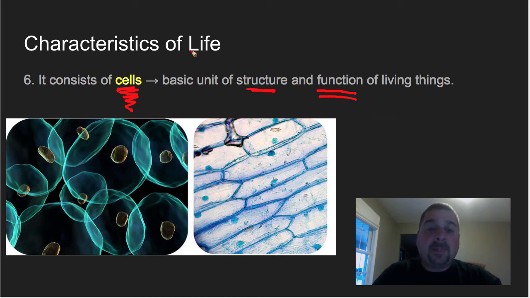Now remember, to be living, you have to have all 6 of these characteristics. Something like a fire may respond to the environment, but it's not made up of cells. So you have to have all 6 characteristics to be a living thing. I hope this gives you a little bit of an idea of what exactly makes something living.